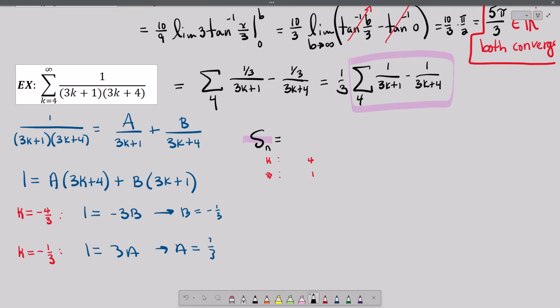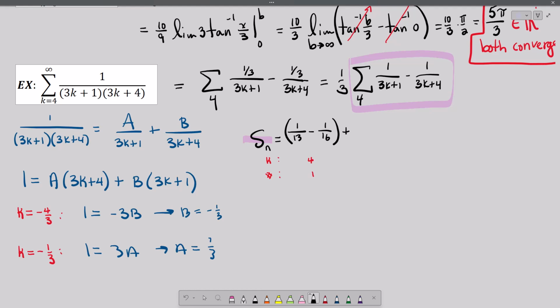So plugging in k equals 4 is going to give us 1 over, plugging in 4, that's 12 plus 1 is 13. Plug in 4 there, and we get 16. Does everyone agree with that? So that's the first term.